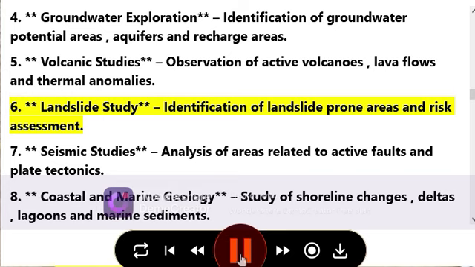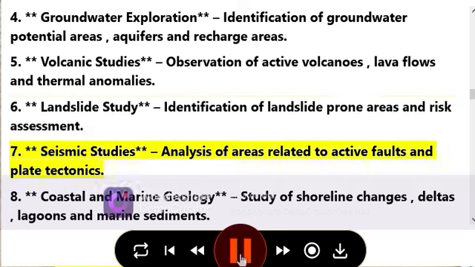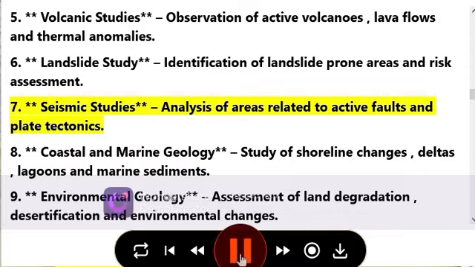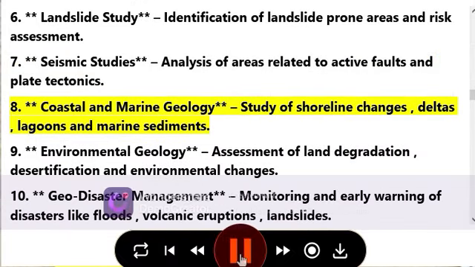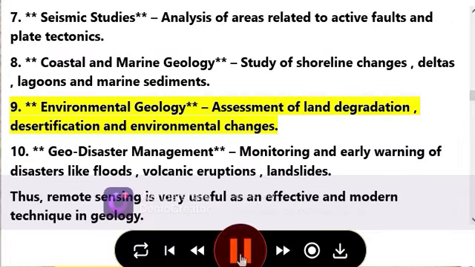6. Landslide study, identification of landslide-prone areas and risk assessment. 7. Seismic studies, analysis of areas related to active faults and plate tectonics. 8. Coastal and marine geology, study of shoreline changes, deltas, lagoons and marine sediments.